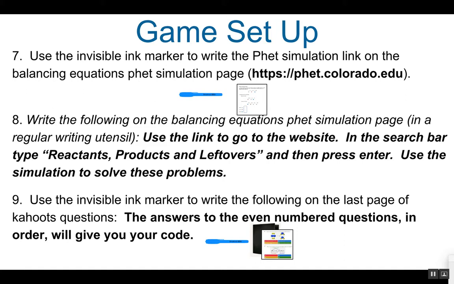You will need to use the invisible ink marker to also write the following on the last page of the Kahoots questions. This is what you should write. The answers to the even-numbered questions in order will give you your code.